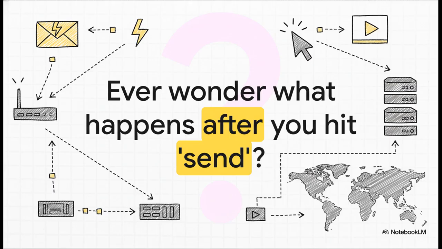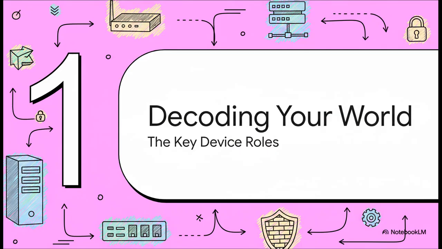So, how does it know where to go? Seriously, what's guiding it from your screen halfway across the planet to its destination in a blink of an eye? Well, today, we're going to follow that exact journey. So here's the secret, the big reveal. Any one of those super complex-looking networks, it's really just a handful of key devices working together.